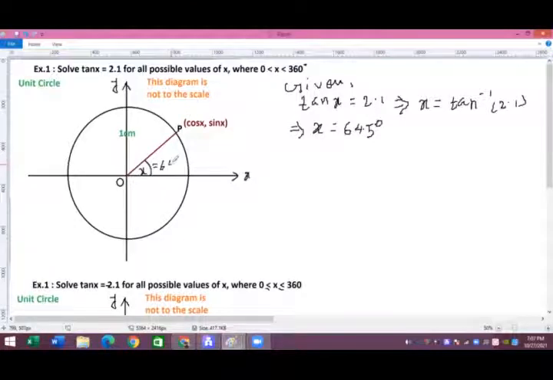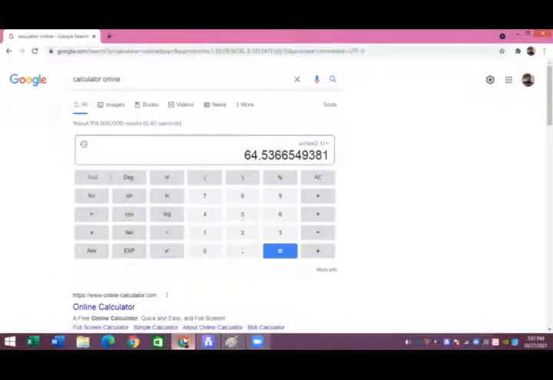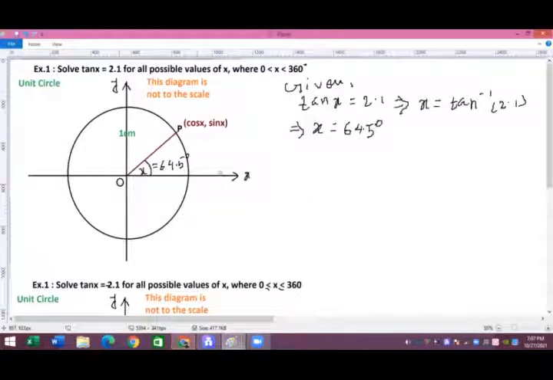This is 64.5 degrees. Alright, so this is 64.5 degrees, and this first value is called the principal value of x, which is in degrees here.